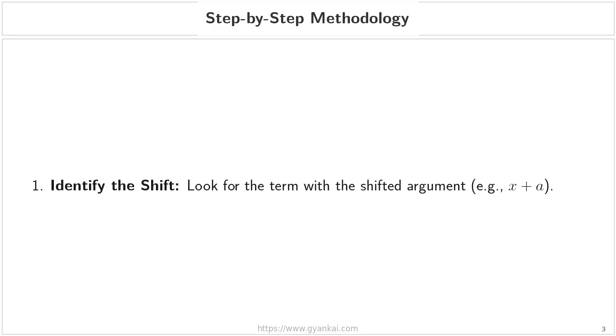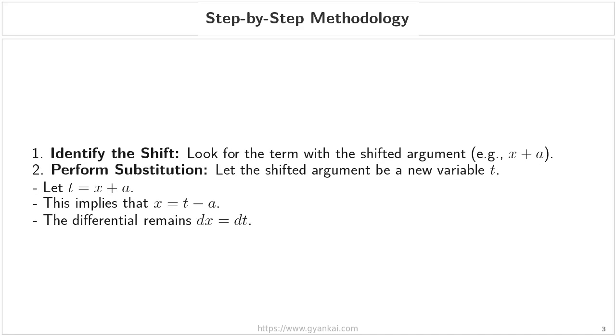1. Identify the shift. The very first thing we do is pinpoint where the shift is happening. We're looking for a term within the trigonometric function where the argument of x is altered by a constant. For example, if you see something like x plus a, that plus a indicates a shift, and that's what we need to focus on.